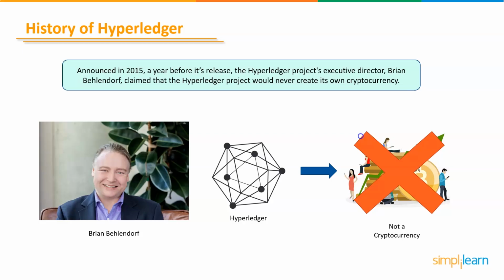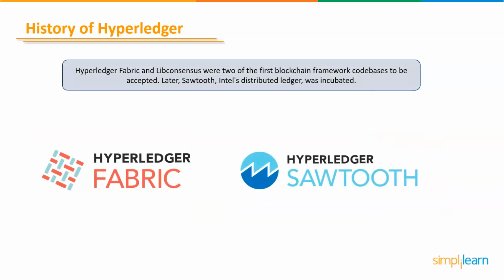The project began accepting submissions for the incubation of code bases and other code element technologies in 2016. Hyperledger Fabric and Lib Consensus were two of the first blockchain framework code bases to be accepted. Later Sawtooth, Intel's distributed ledger was incubated.